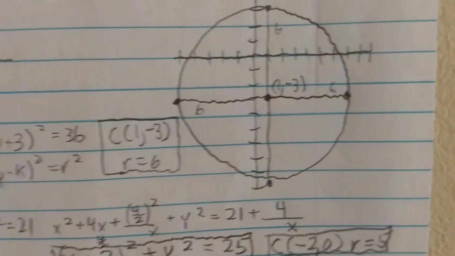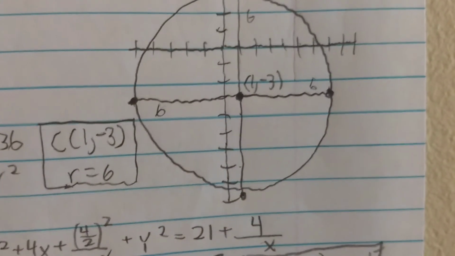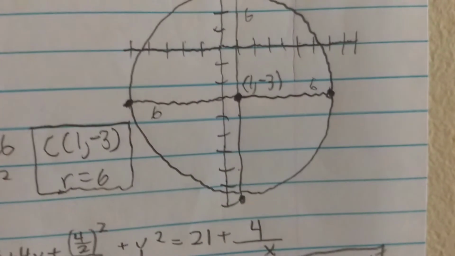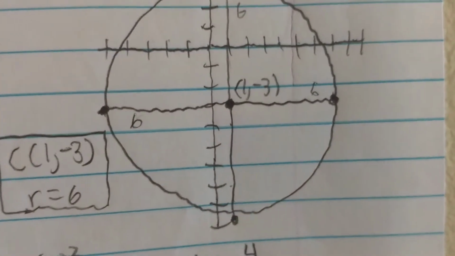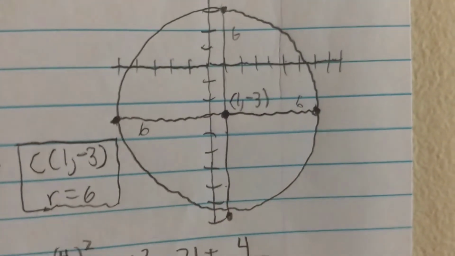So again, for this last one to graph, we put our center at (1, negative 3), and we go 6 right, 6 up, 6 left, 6 down, and from that make our circle.